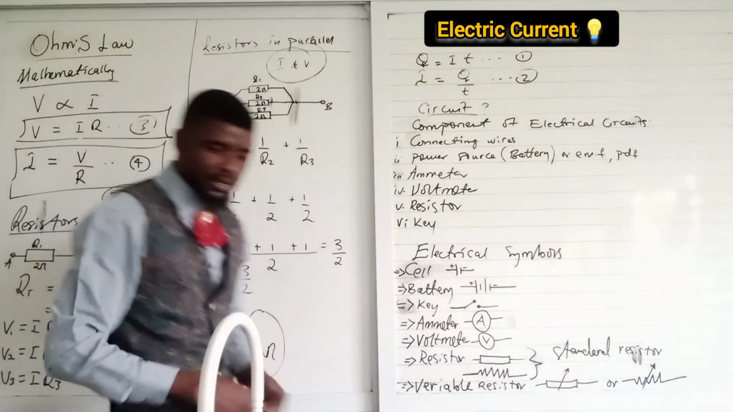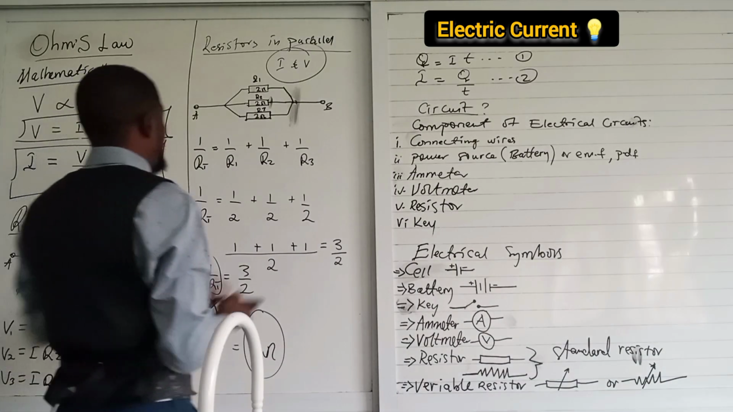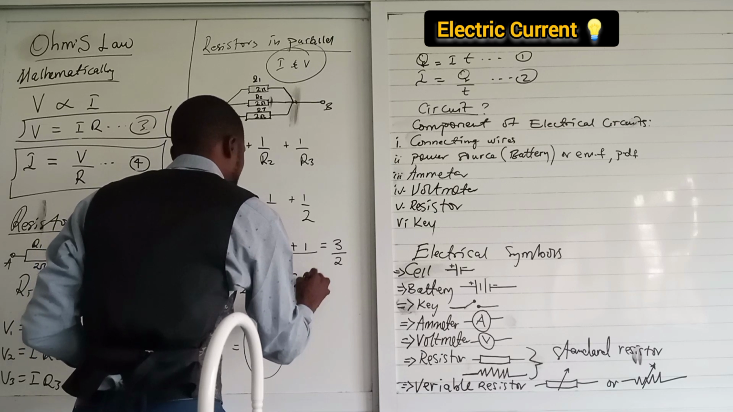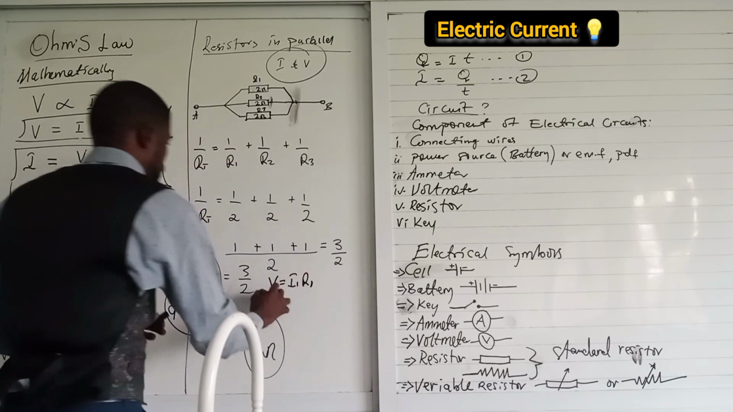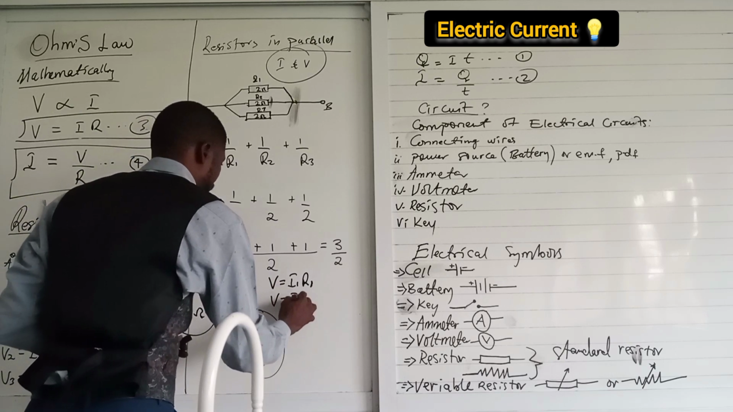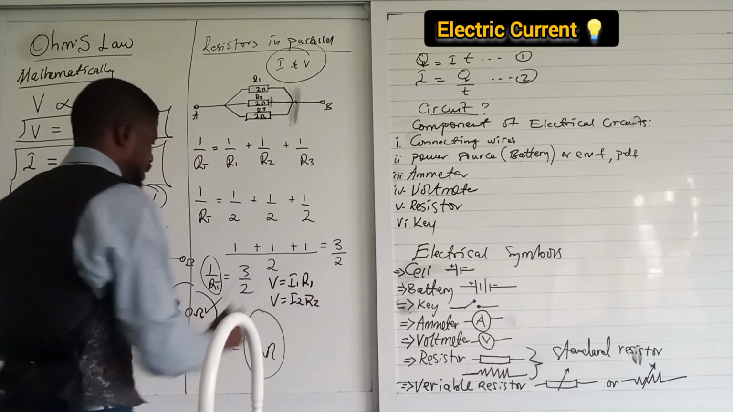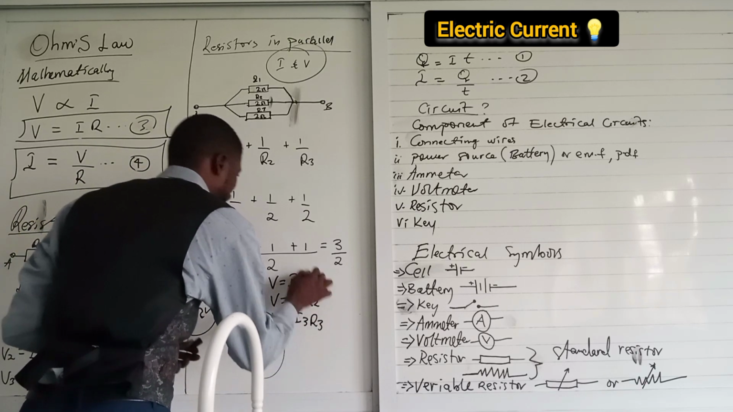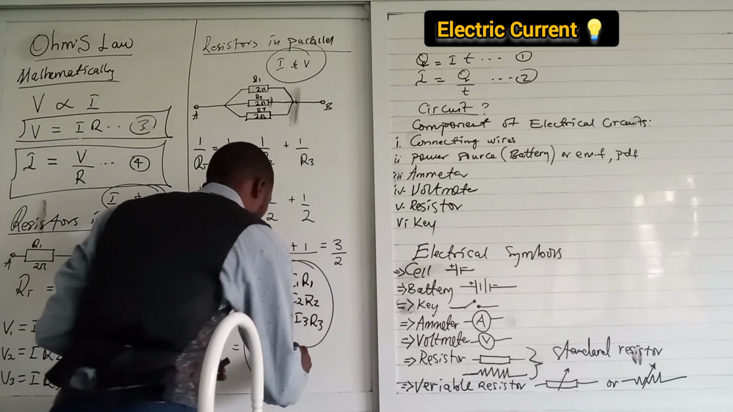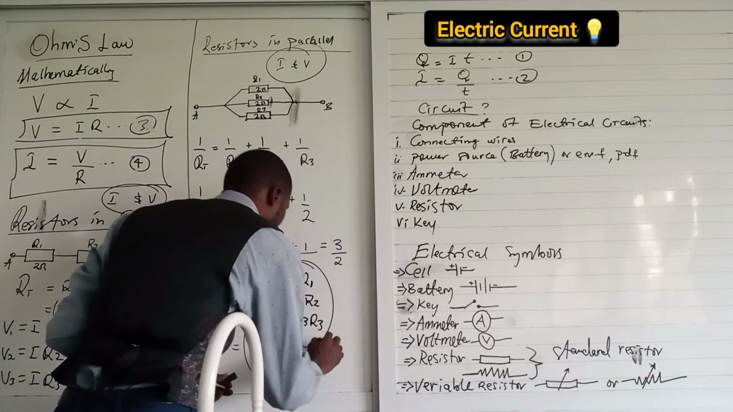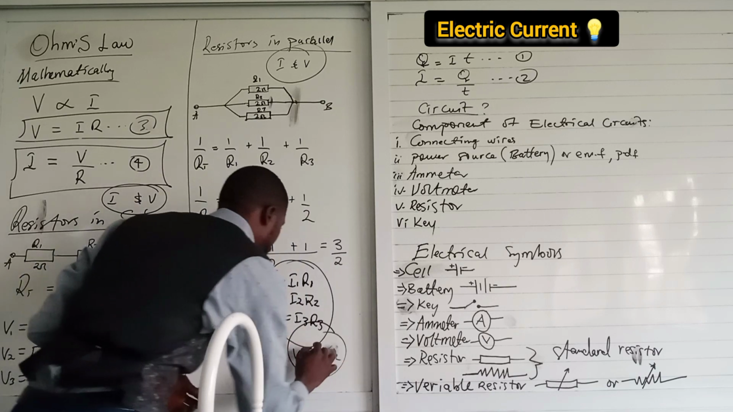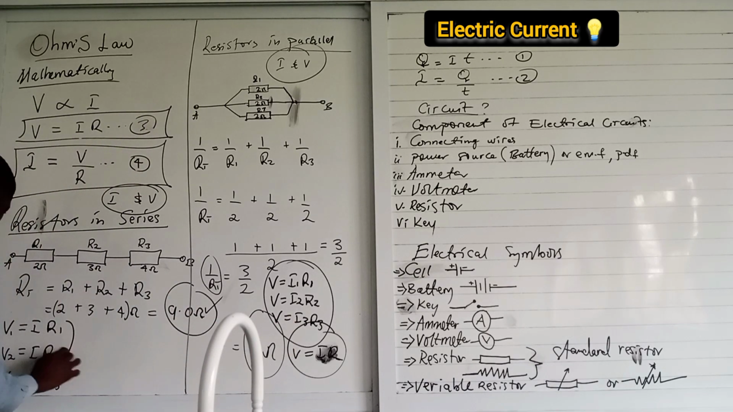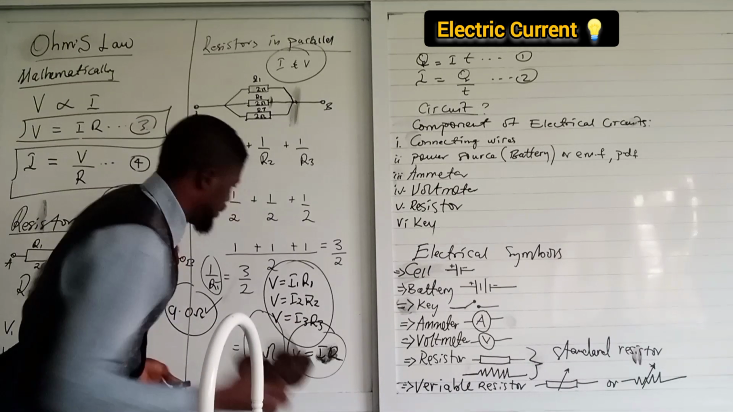So what do you have here? Very, very simple. For the first resistor, you have V is equal to I1R1. We also have V is equal to I2R2, and then you have V is equal to I3R3. This is the customized Ohm's law equation for V is equal to IR. And here too, this is the customized equation.